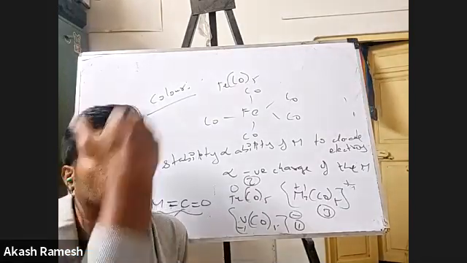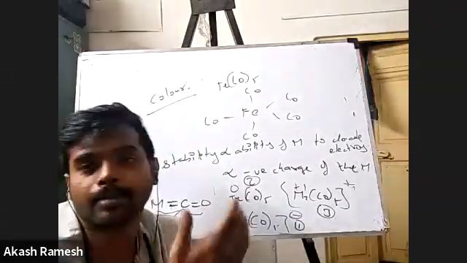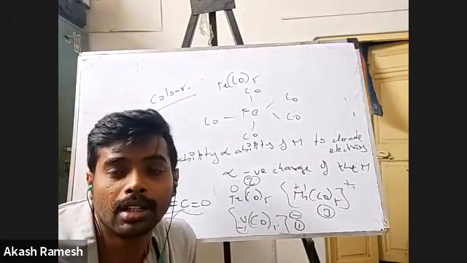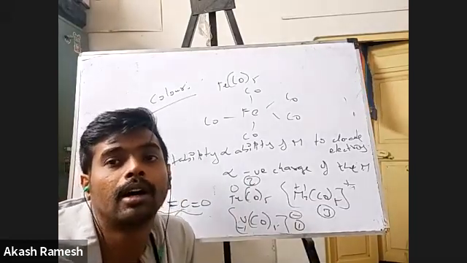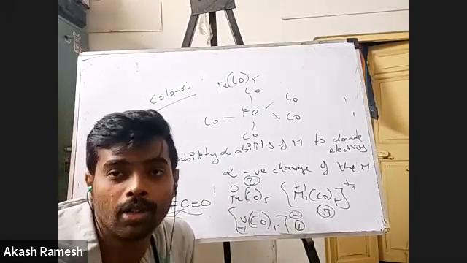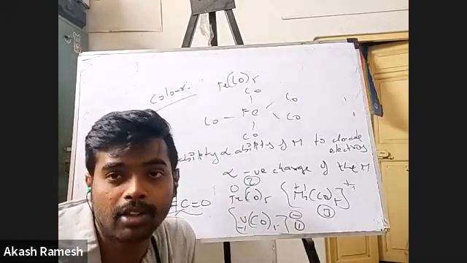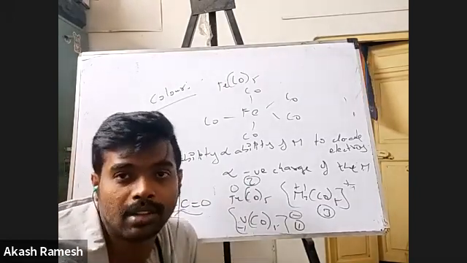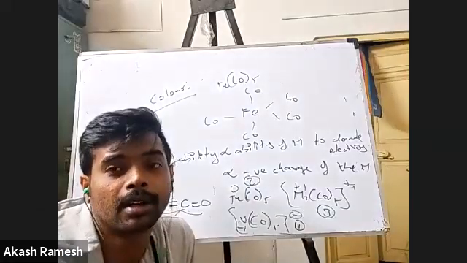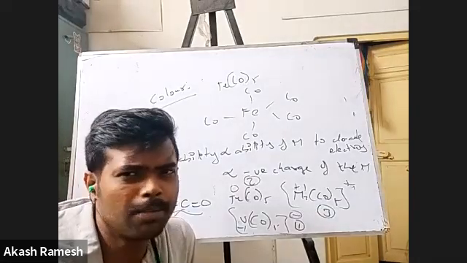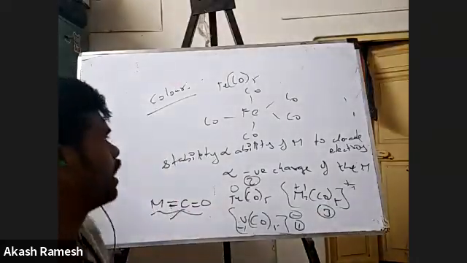Absorbing energy, going to a higher energy level, coming back, at that time the energy is going to get released, and that energy, if it falls under your visible spectrum, then you will see the color of whatever wavelength is going to be emitted. Okay, so in coordination complexes, how are we going to determine it? It's very, very simple.